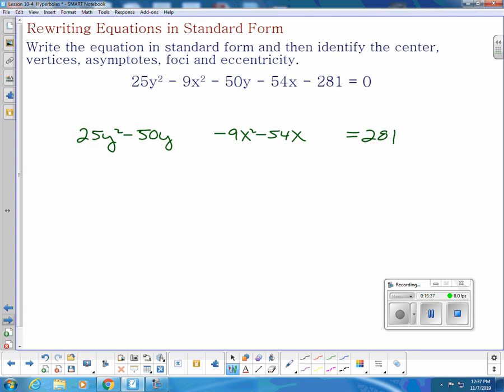Okay, so we're grouping again. And then we're going to factor out that little coefficient from each squared term. So this guy's going to be 25. Y squared minus 2y plus a blank. Hang out there for a second. With an ellipse, you have a negative, so you're going to factor out a negative 9. So when you factor out a negative, remember it changes that sign in the middle there.